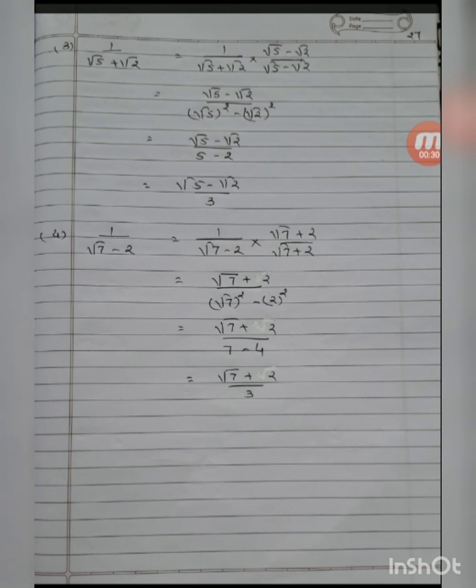This is our answer. Now the next one, 1 upon (√7 − 2) is equal to 1 upon (√7 − 2) multiplied by (√7 + 2) upon (√7 + 2). Because here the denominator is √7 − 2, so we multiply with √7 + 2. Now (√7 + 2) upon (√7)² − 2², then (√7 + 2) upon (7 − 4). So our answer is (√7 + 2) upon 3, because 7 − 4 is equal to 3.